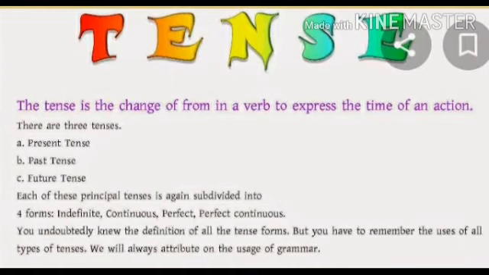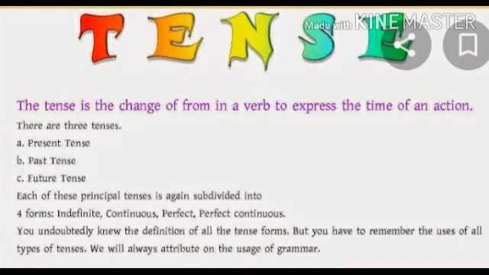Okay students, each of these principal tenses is again subdivided into four forms. Number 1 indefinite, number 2 continuous, number 3 perfect, and number 4 perfect continuous. Students, number 1 tense is present tense. So present tense is again subdivided into four forms. Number 1 present indefinite, number 2 present continuous, number 3 present perfect, and number 4 present perfect continuous.